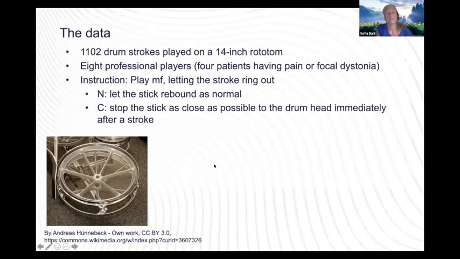So our data, again, that was collected in Hanover, was 1,102 drum strokes played on a 14-inch rototome. And if you don't know what a rototome is, I have a picture right here. The good thing about this one is that you can tune it by rotating the rim. And the other thing more useful for us is that it doesn't actually have a shell. So it's more like a membrane without a drum.